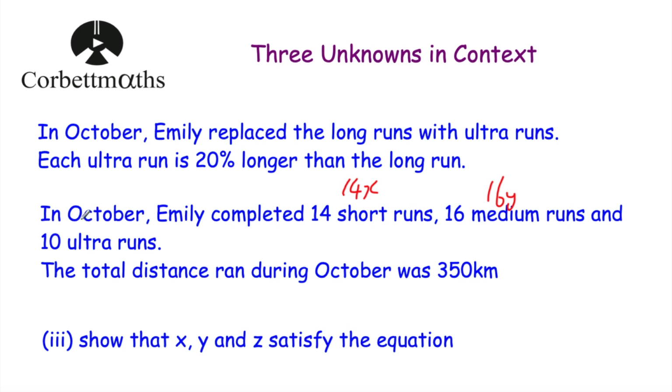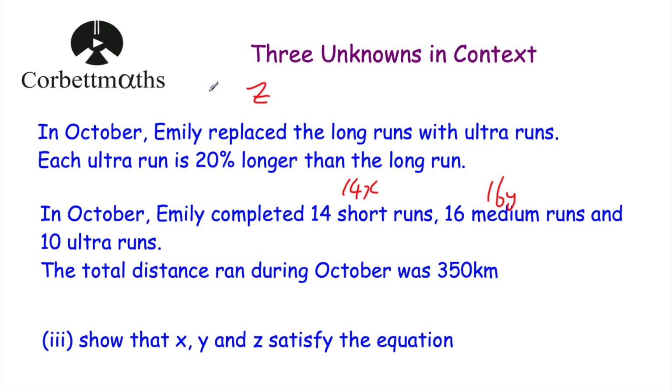Now, if we think about it, we would normally do 10 times the length of the ultra run. But we know that the ultra run is 20% longer than the long run. So the long run is z. We know that the long run is z. And if you want to increase something by 20%, use a multiplier. Think back to percentages, multipliers, and there's a Corbettmaths video on multipliers. It's a fantastic video. Feel free to watch that. If you multiply something by 1.2, you increase it by 20%.